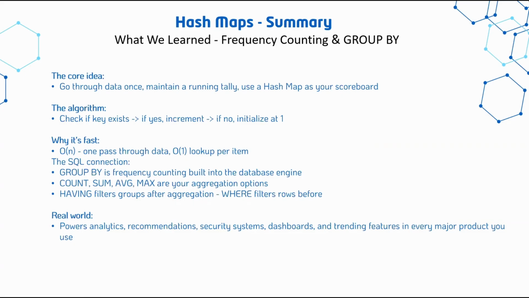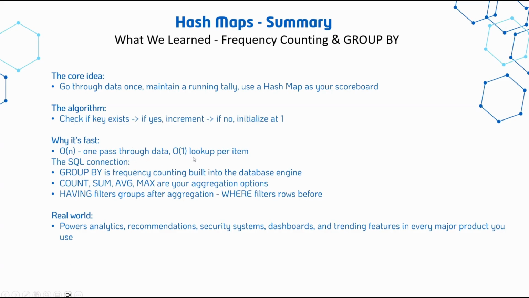As a summary, forget about all the hard stuff. It's your scoreboard. Think of the scenario from my image. You go through the data once, maintaining a running tally, and that's the hash map. The algorithm is simple: if the key exists, increment. If not, initialize at 1. Once you initialize it, when you come back, your key exists. Look at that, the whole algorithm is now in one single line. Just remember this. That's what a hash map is.